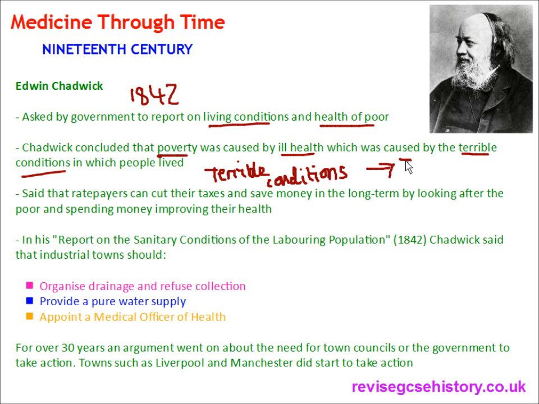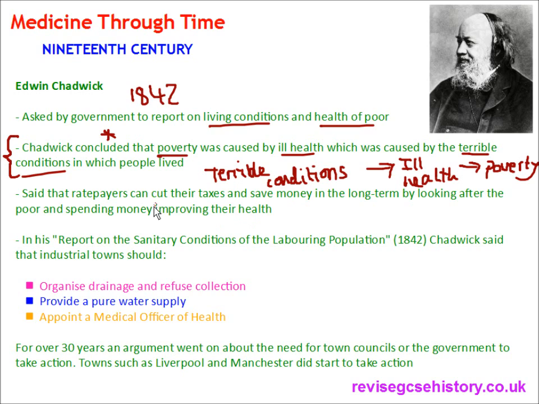That leads to ill health, people becoming ill. This is poor people. And that leads to poverty. So he said that poverty was caused by ill health, caused by terrible conditions. Basically, the terrible conditions cause ill health and cause poverty. This was Chadwick's main ideology, and that is what he's famous for. So you really do need to be aware of this key point.